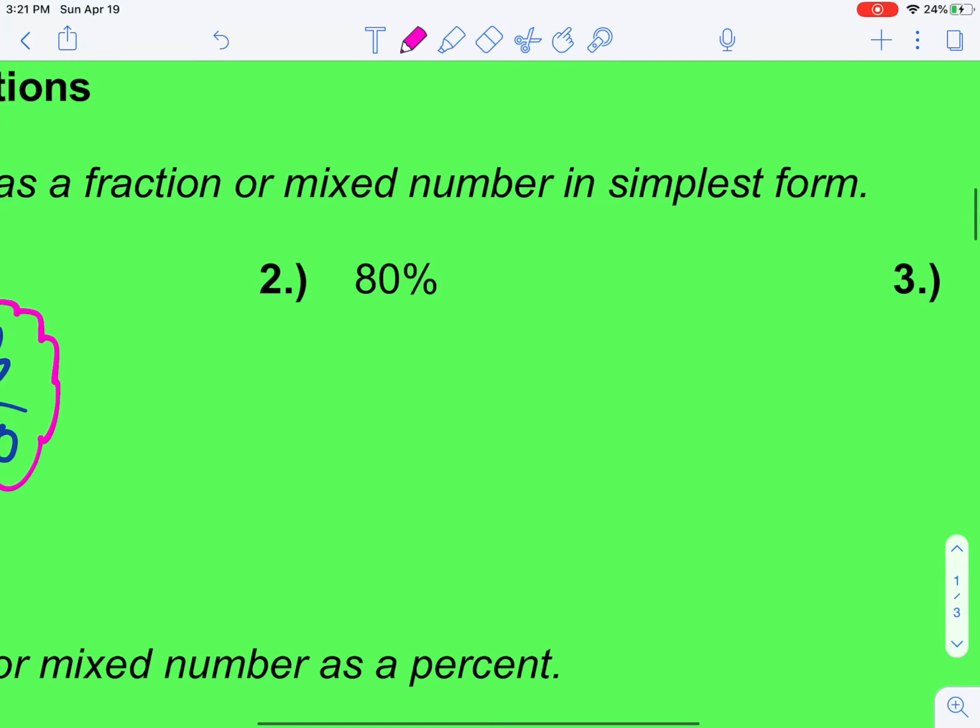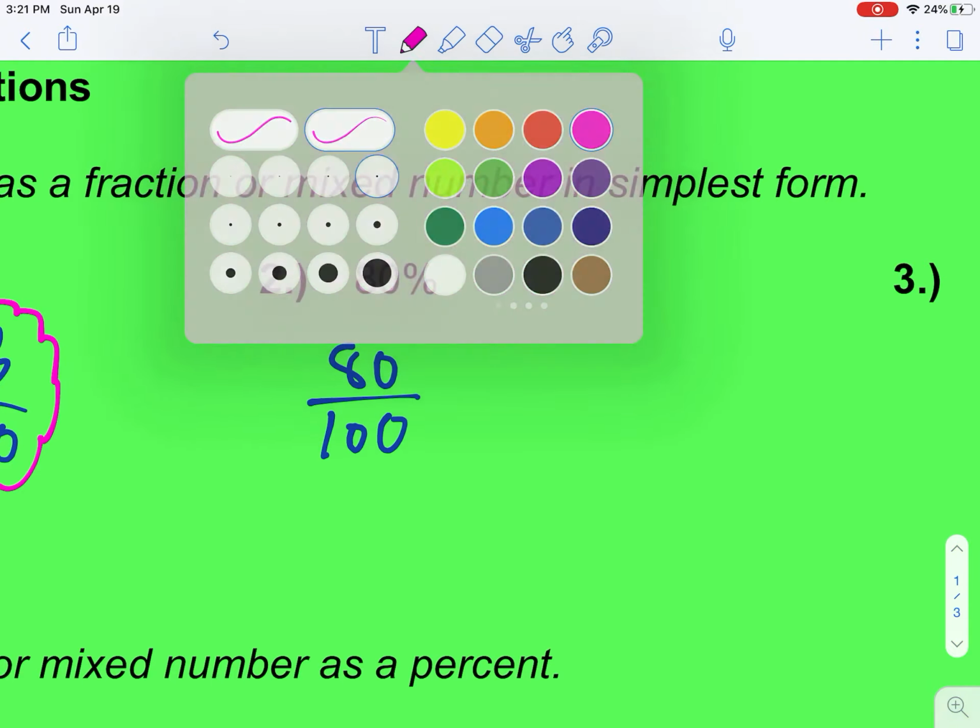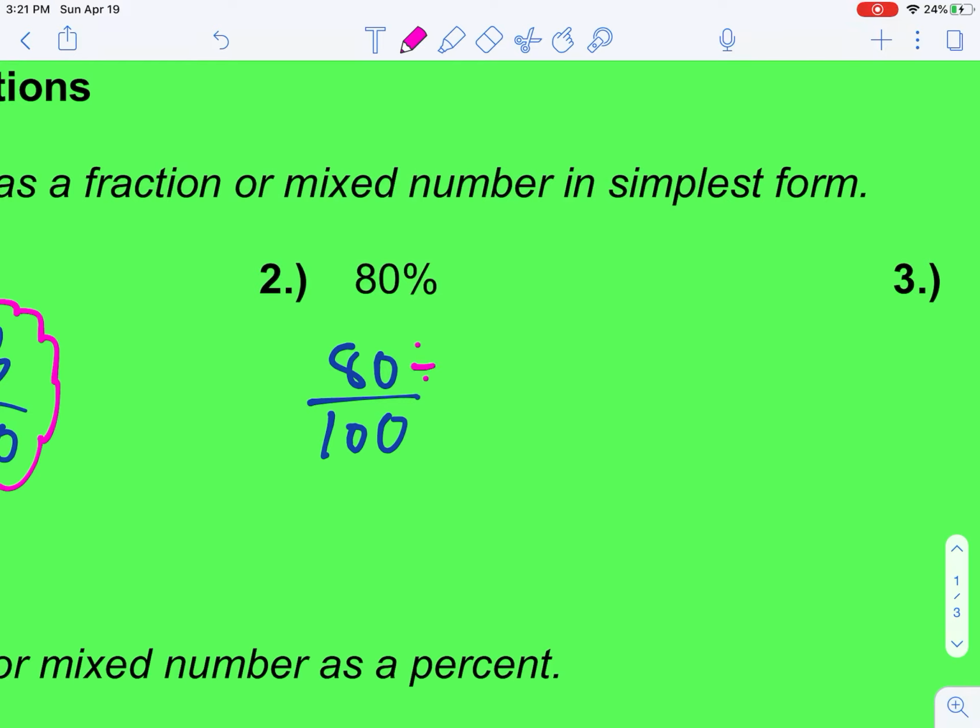All right, number 2. I have 80%. I'm going to put 100 on the bottom right away because I'm changing it into a fraction, and I know my denominator is always 100. I then take my percent and put it right up on top. Now I'm pretty much done. The only thing I have left to do is simplify. There are many, many numbers that go into 80 and 100.